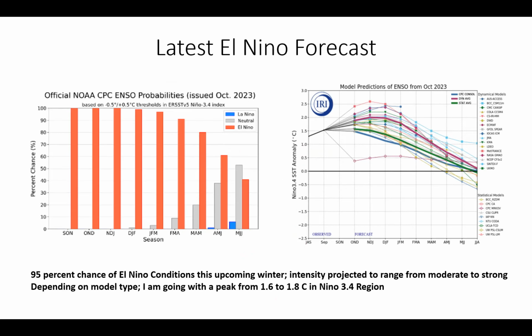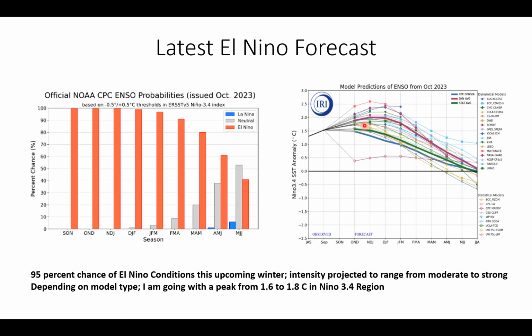The latest El Nino forecast really hasn't changed from last week. I don't have any new updates on this as of yet for November from IRI, International Research Institute, or from NOAA Climate Prediction Center just yet. Bottom line is there's a 95% chance of El Nino conditions this upcoming winter, 95 actually to 100% chance now. I have to update that. But overall, we are definitely going to be facing El Nino conditions this winter season.